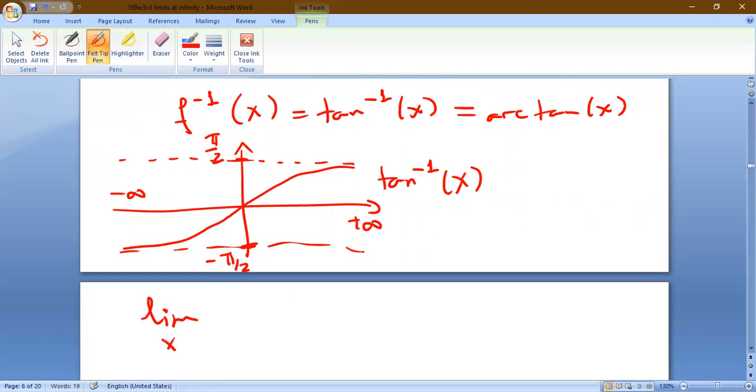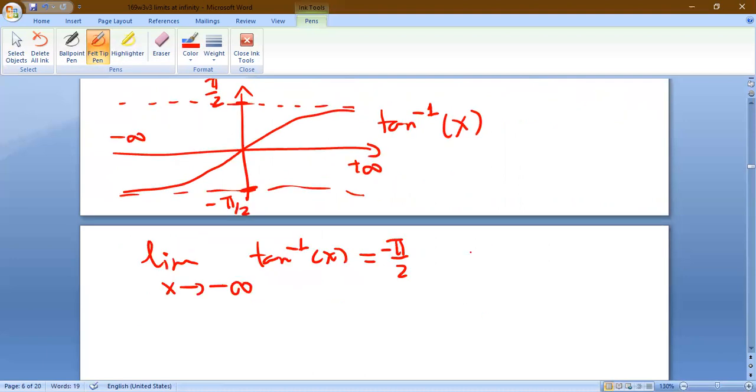When we look at the limit as x goes to minus infinity of arctangent, as you see, it is getting closer and closer to pi over 2. Well, minus pi over 2. So y equals minus pi over 2 is a horizontal asymptote.